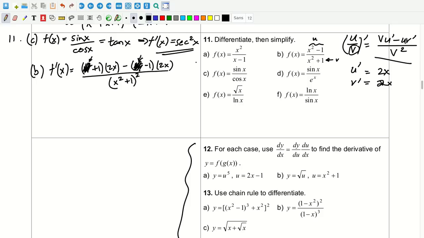And the other guy will not cancel. Watch this. It's going to be 1 times 2x, that's 2x, plus 2x. They don't cancel. So I'm going to get 4x on the top and x squared plus 1 squared on the bottom, and I am done with that guy.